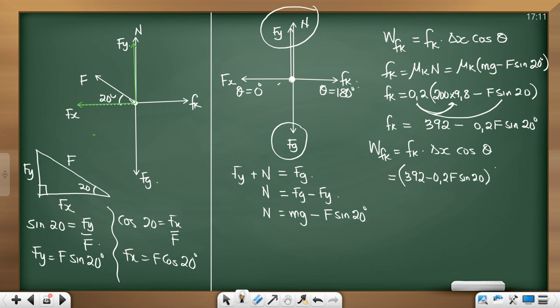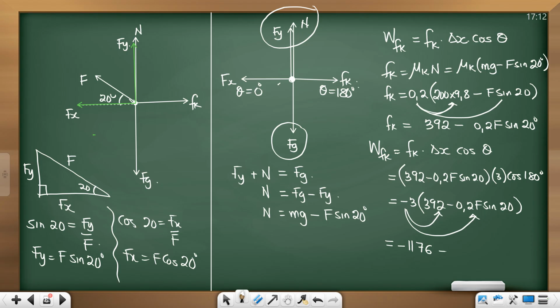My displacement is 3. and I have cos what? 180. Cos 180 is negative 1. Negative 1 times 3 is what? Negative 3. I'm going to try to simplify it for you. So it's negative 3, 392 minus 0,2 F sine 20. What do we do? Expand the bracket. 392 times 3 would give us what? Negative 1176. What is negative times negative?